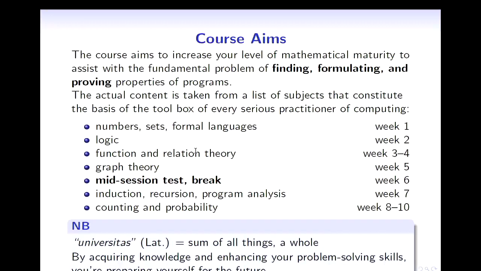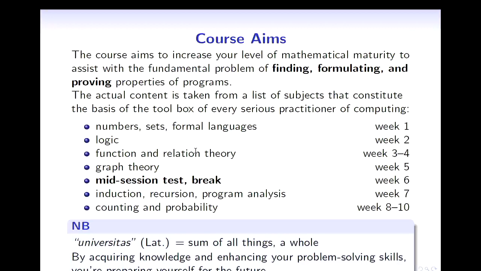A few words about the course aim. The course aims to increase your level of mathematical maturity to assist with fundamental problems that we deal with in computer science, namely finding, formulating, and proving properties of specifications of problems and programs that we write in order to solve these problems. What's going to be the actual content?